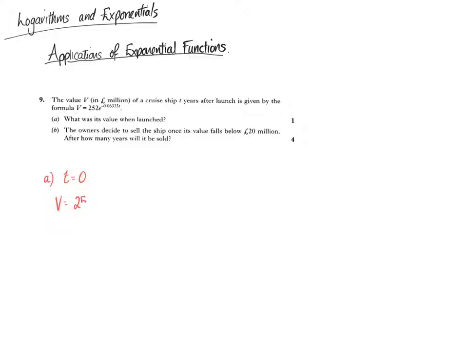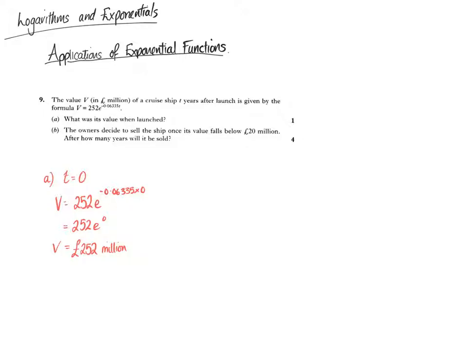So we get 252 e to the negative 0.06335 times 0. So that's just 252 e to 0. And we know that e to 0 is just 1. So we get that it would be 252 million. And that's our first question. So that's its initial value at launch.